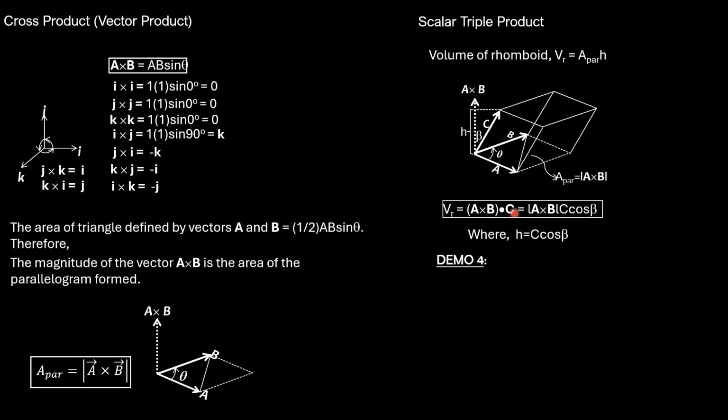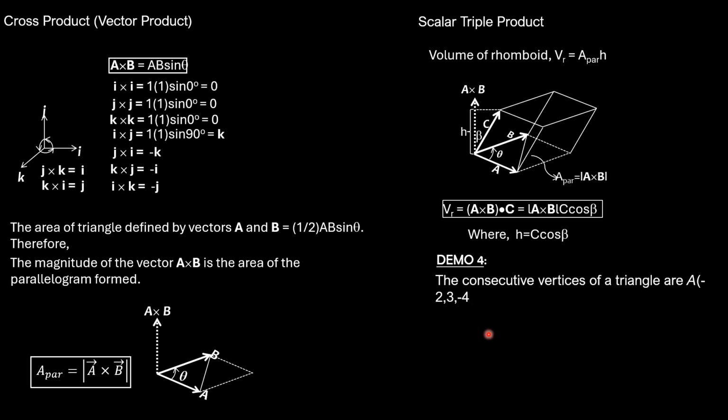So again, it is the volume of the rhomboid, because this is the area of the base parallelogram, times H, which is C cosine beta, the altitude. So as a demonstration, let's have this problem.